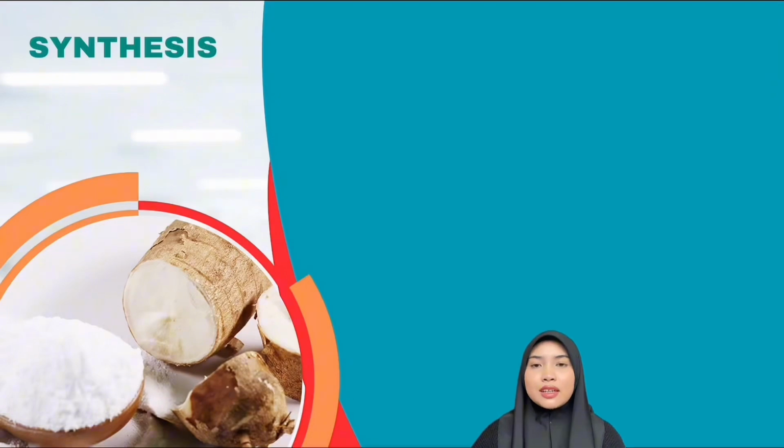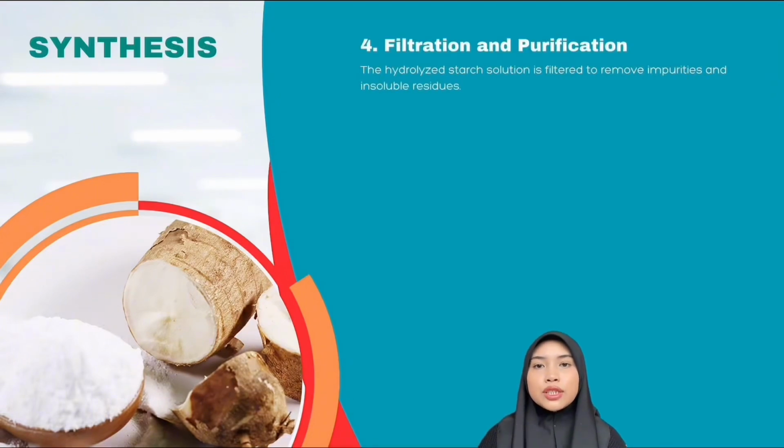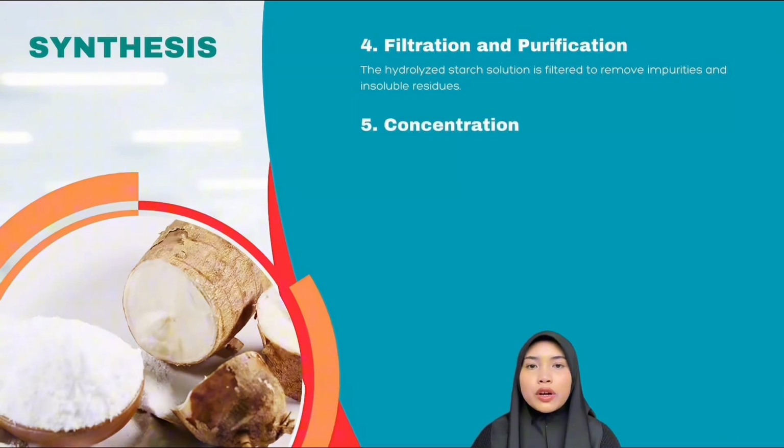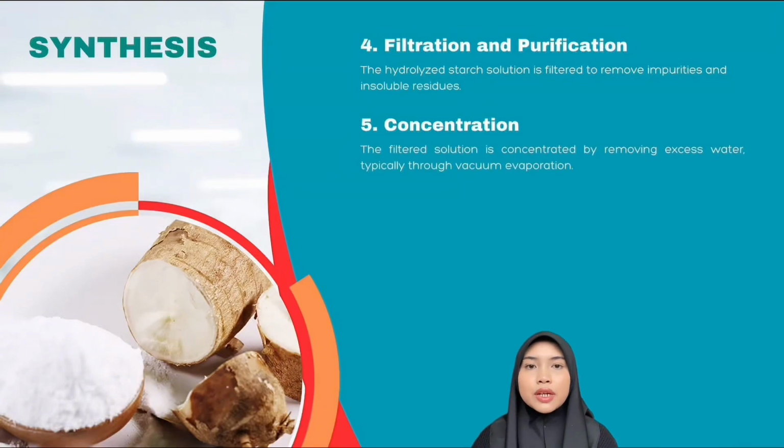Moving on to the next step, which is filtration and purification. The hydrolyzed starch solution is filtered to remove impurities or any undissolved material. This ensures that the final product is pure and meets quality standards. The next step is concentration. The purified solution is concentrated by removing excess water. This is typically done using vacuum evaporation, where heat and reduced pressure are applied to vaporize the water without damaging the maltodextrin. The next step is spray drying.